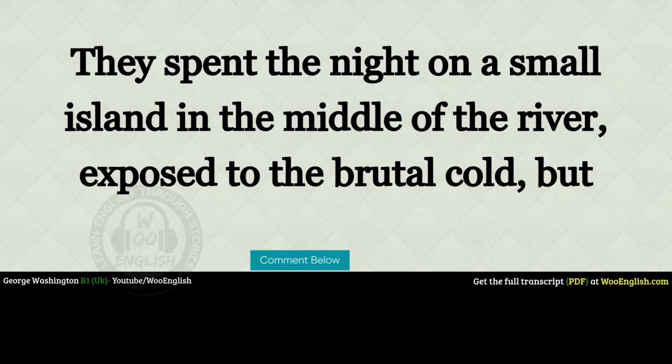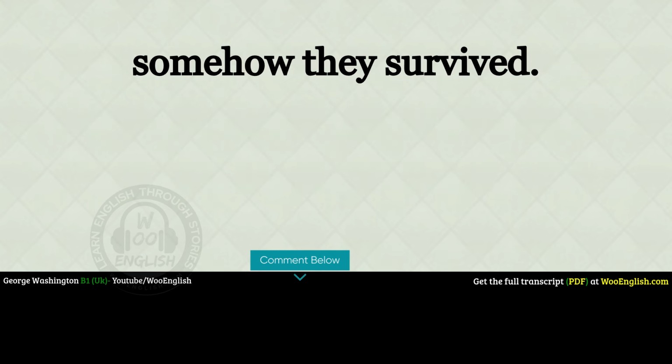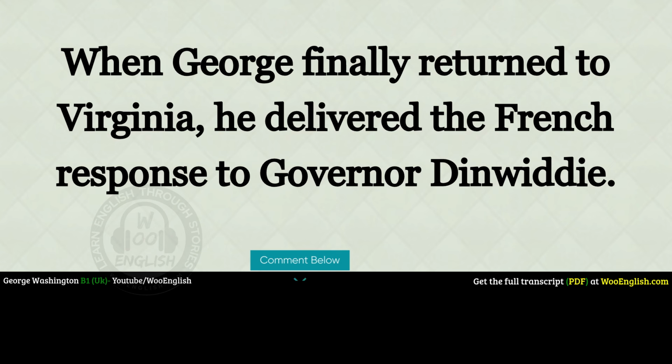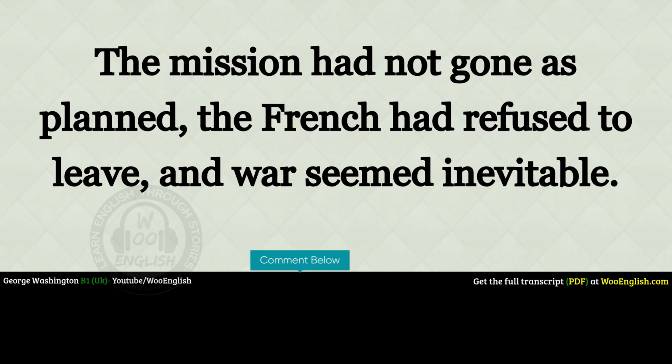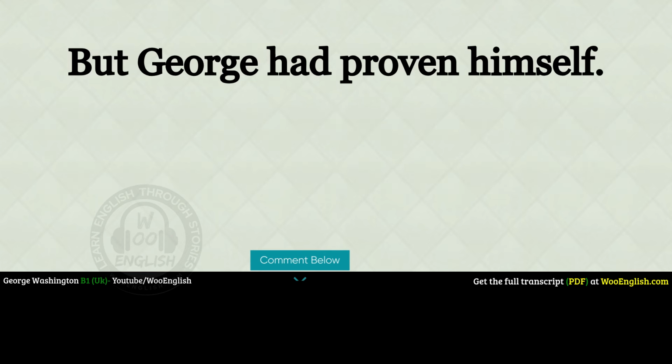They spent the night on a small island in the middle of the river, exposed to the brutal cold, but somehow they survived. When George finally returned to Virginia, he delivered the French response to Governor Dinwiddie. The mission had not gone as planned. The French had refused to leave, and war seemed inevitable. But George had proven himself.